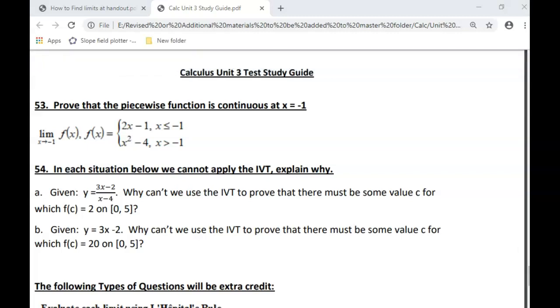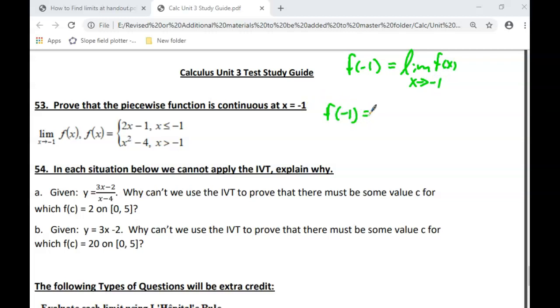Let's keep going. Prove that the piecewise function is continuous at x equals 1. You'll see one of these on your free response question, just so you guys know. So to prove that this function is continuous, we need to show that f of -1 is equal to the limit of f of x as x approaches -1. So first of all, let's find out what f of -1 is.